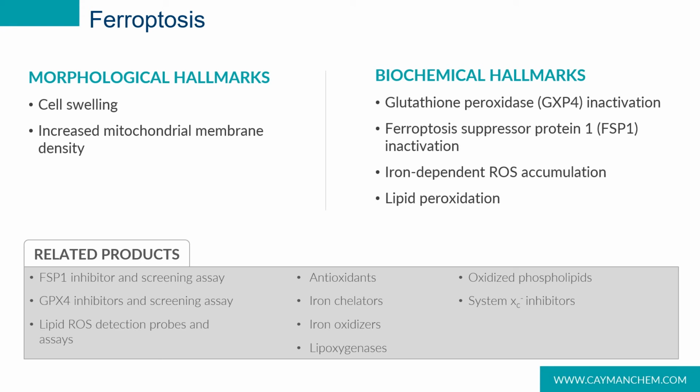Cayman offers FSP1 and GPX4 inhibitors and screening assays, as well as lipid ROS detection probes and assays. Cayman offers antioxidants, iron chelators, iron oxidizers, lipoxygenases, oxidized phospholipids, as well as inhibitors for cysteine glutamate exchange transporter.